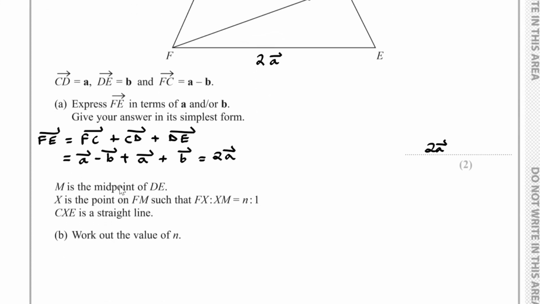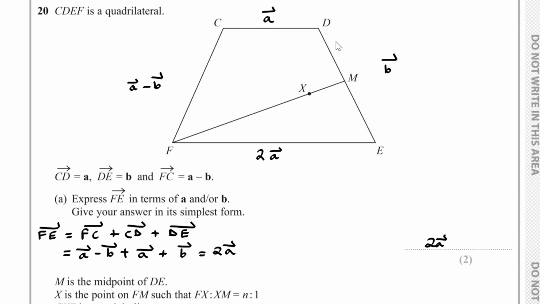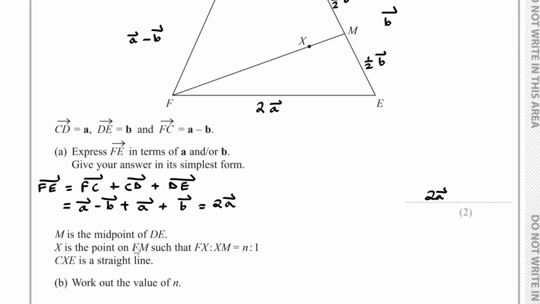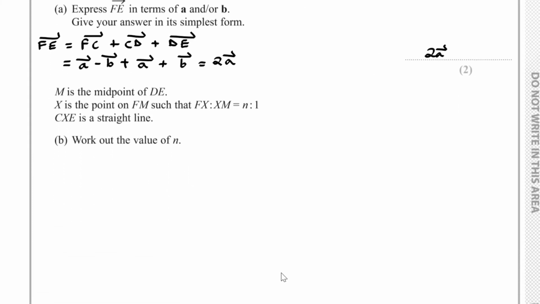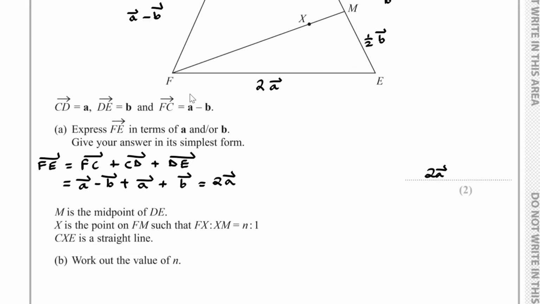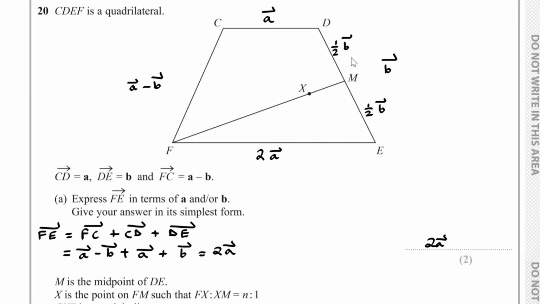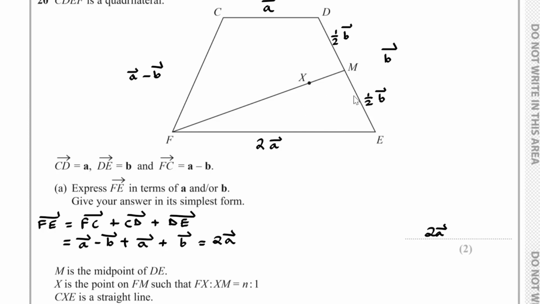And now M is the midpoint of DE, so if M is the midpoint, here we have a half B, and here we also have a half B. And X is the point on FM such that the ratio FX to XM is n to 1, and CXE, that's a straight line. We have to work out the value of n. So what we can first of all do is work out the vector FM. That might be quite useful.